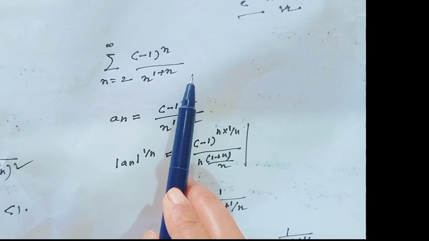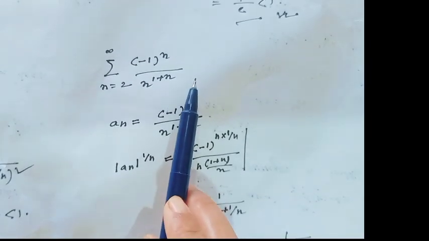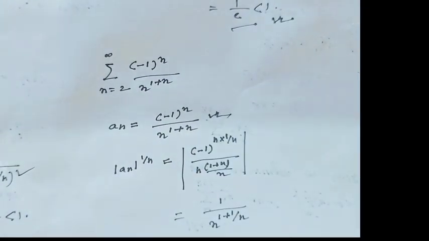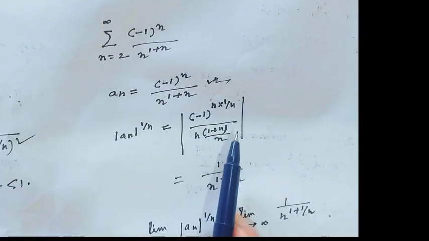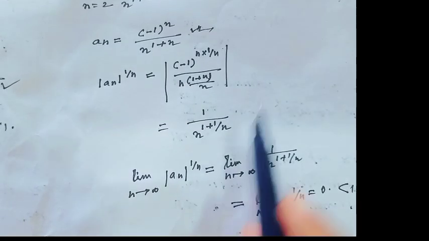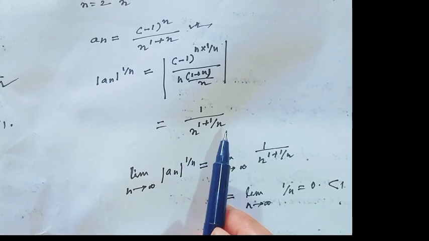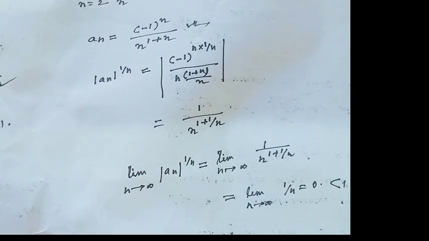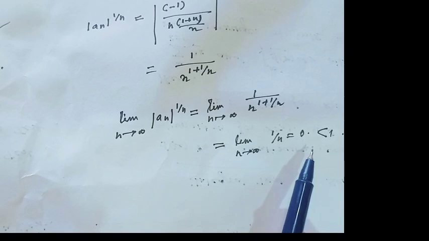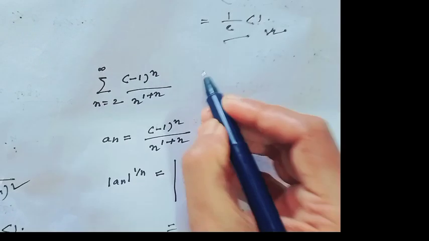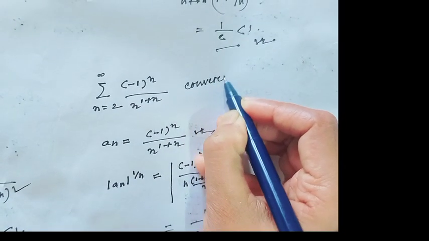Next, notice this series. Here we can also apply the root test. Here a_n equals this, then a_n to the power 1 over n would be this. After calculating, this value would be 1 over n to the power 1 plus 1 over n. Then applying the limit on both sides, this value would be 1 over n, and evaluating this limit, this value would be 0, which is less than 1. Since this value is less than 1, therefore obviously this series is convergent.